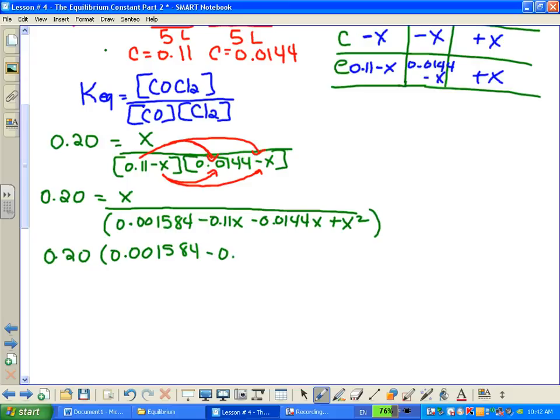So if you put that in your calculator, you end up with 0.1244x. And then I still have my x squared. And now this is equal to x. So I'm going to set it up like this, actually, so you don't get confused. So this is 1, 2, 3.